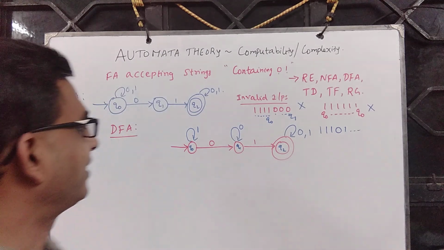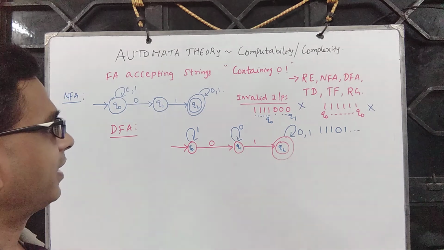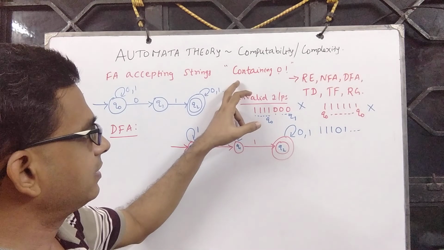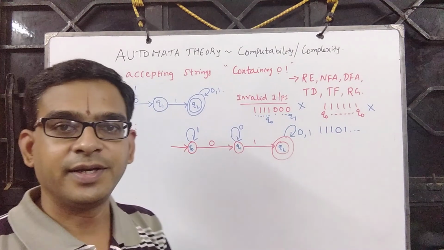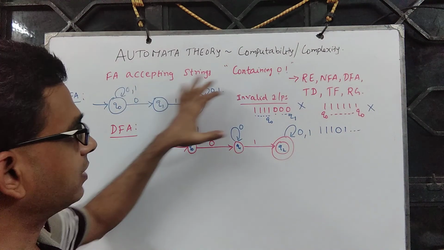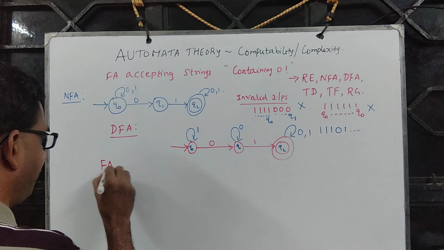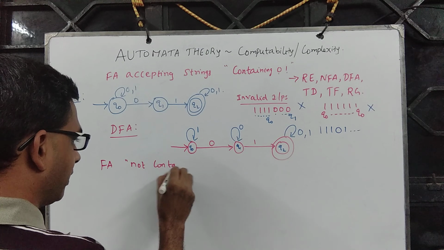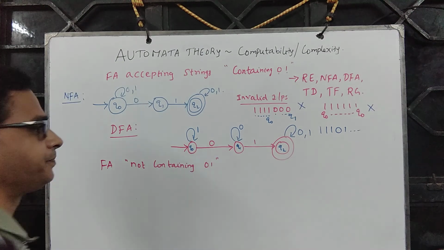Let us continue our discussion on finite automaton accepting strings. What we have discussed was containing 0, 1. Now we shall look at the complementary question, finite automaton accepting strings not containing the substring 0, 1.